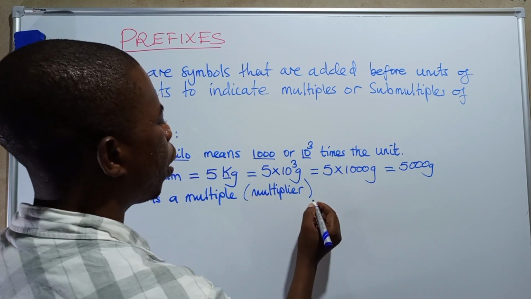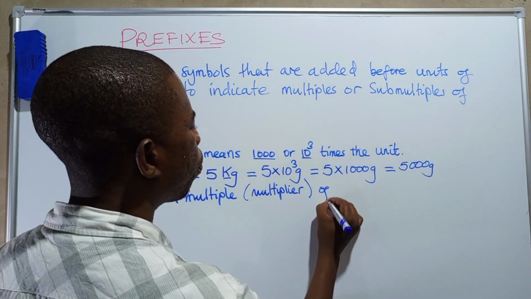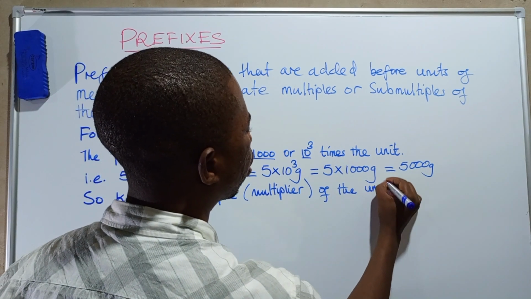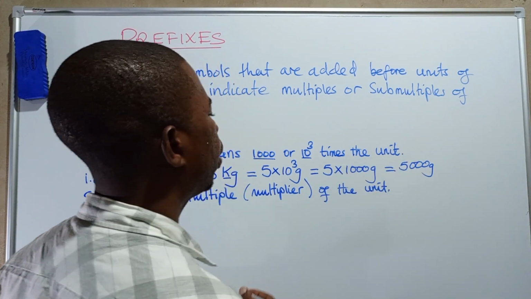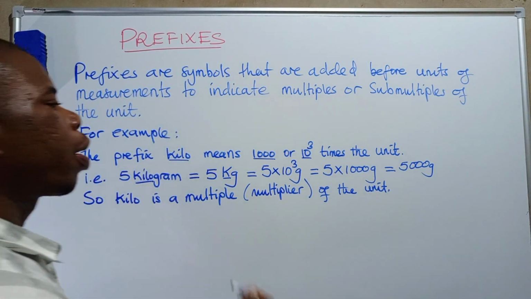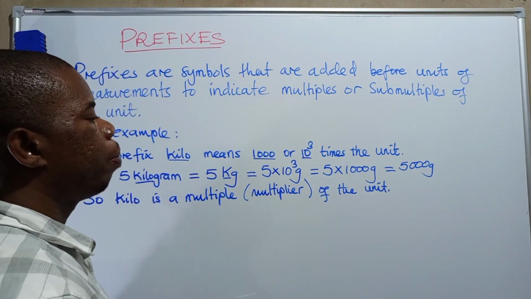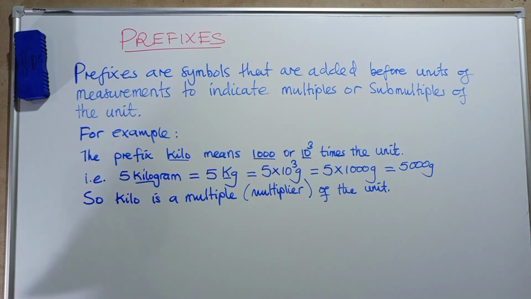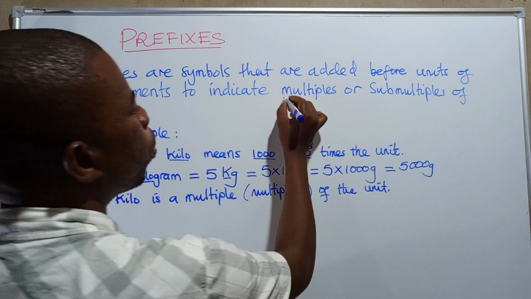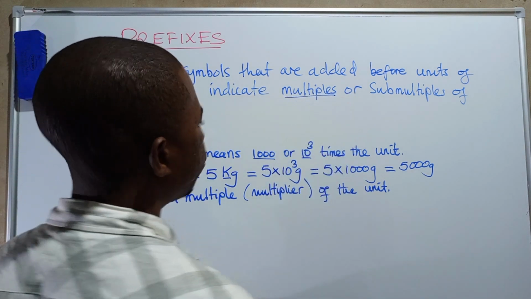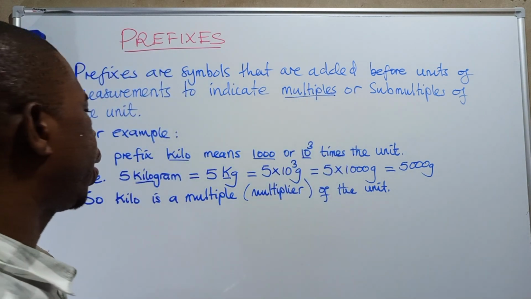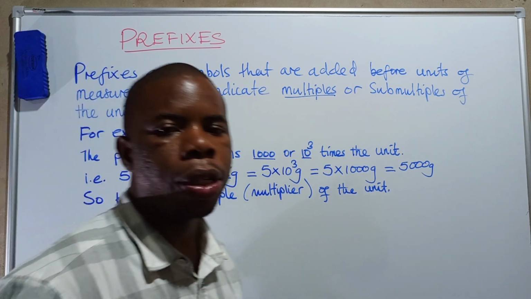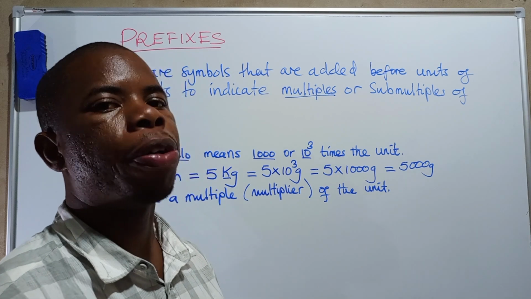So kilo is a multiplier of the unit of measurement. Meaning when you put kilo, it is there to multiply a measurement. So that is what this multiple means. It just means a multiplier. Whenever kilo is given, you must understand that it is there to indicate a multiplier.